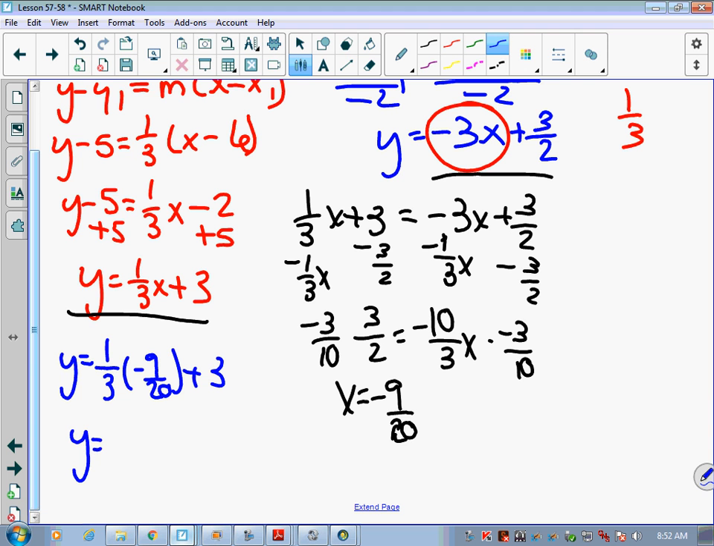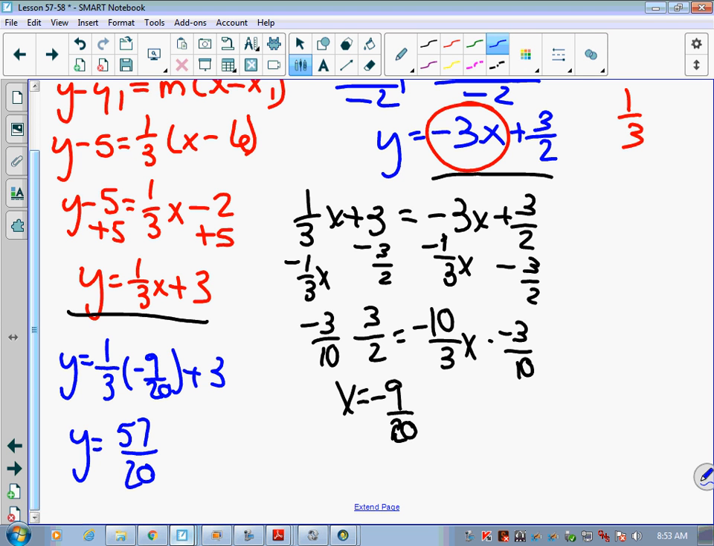So at this point, I'm going to say use your calculator, right? Take 1 divided by 3 times negative 9/20 plus 3, and I get 2.85 or 57/20. All right. So those are my x and y coordinates where these two lines cross.